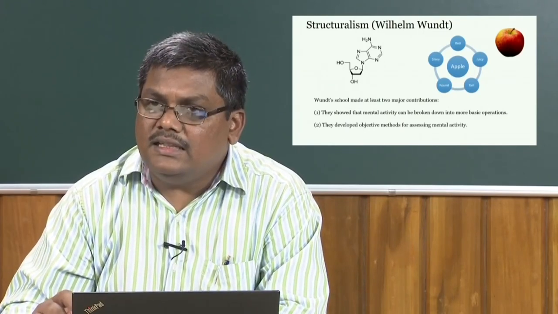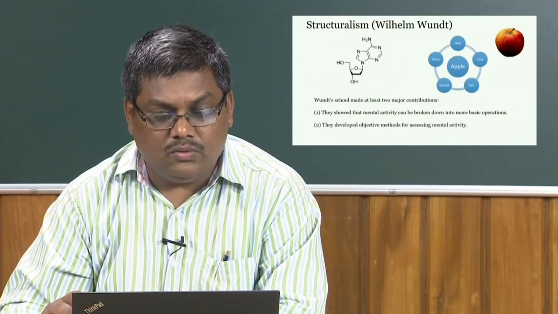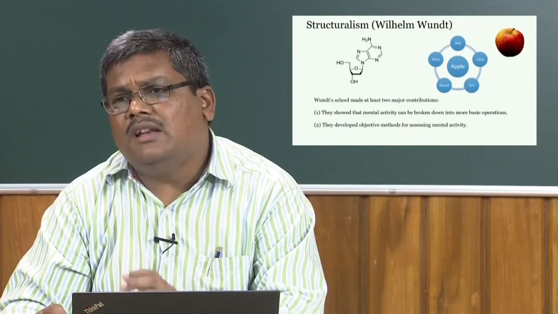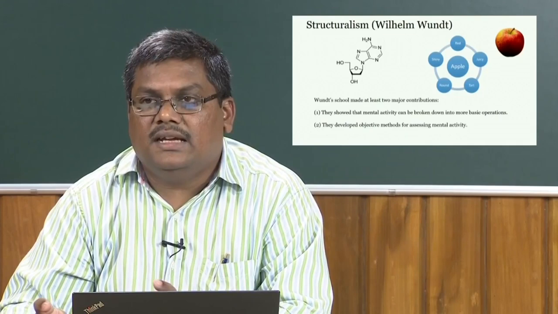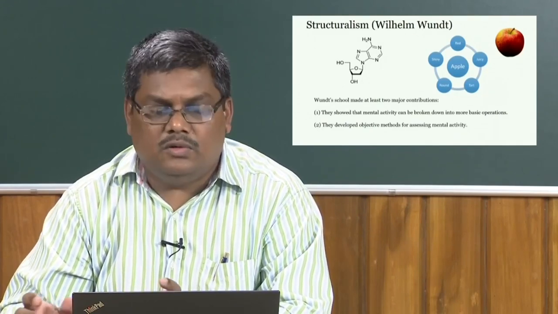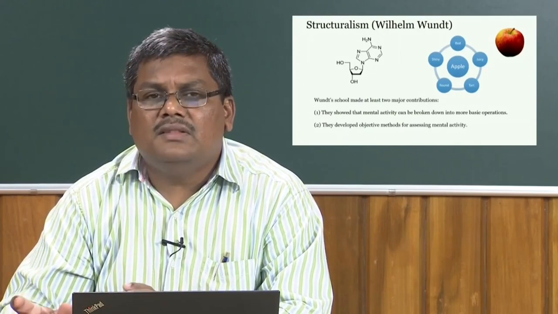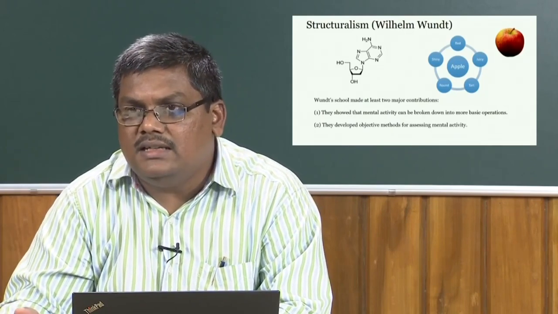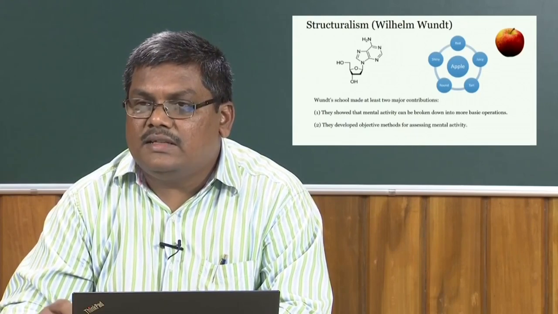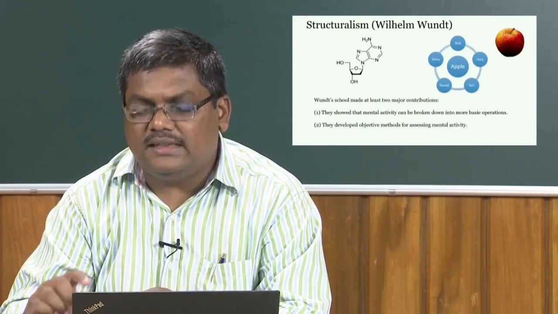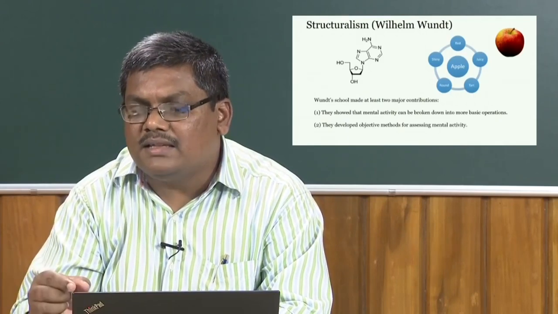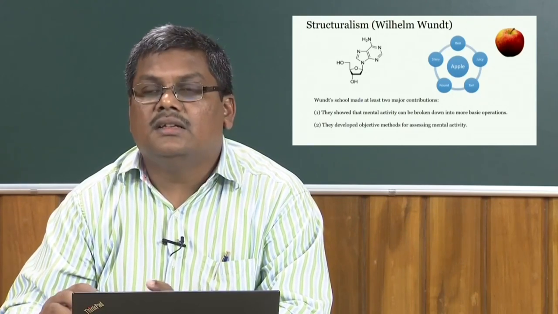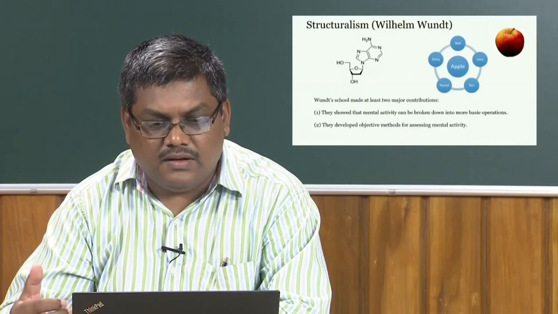And this is the second thing that William Wundt was able to do, which was to develop an objective method of studying mental activity. Up till now, most philosophers were talking about mental activity as a process, as an etching on a tablet, or in terms of consciousness, but none of these things could actually be studied objectively or measured as changes. But what William Wundt did was take this mental activity and divide it into its parts, which can be measured and which are observable in nature. So this is the contribution of William Wundt.